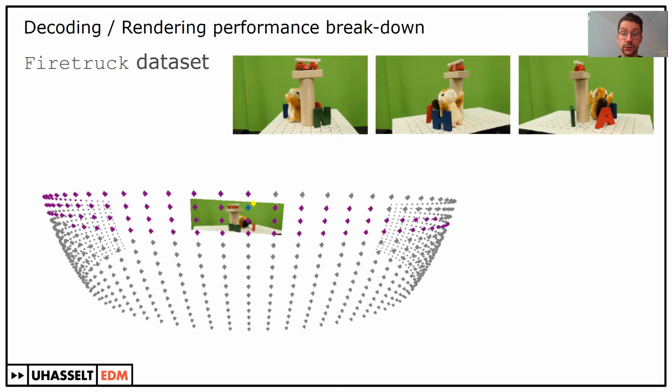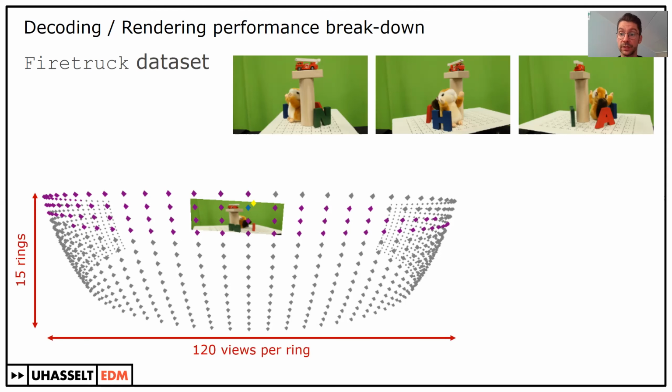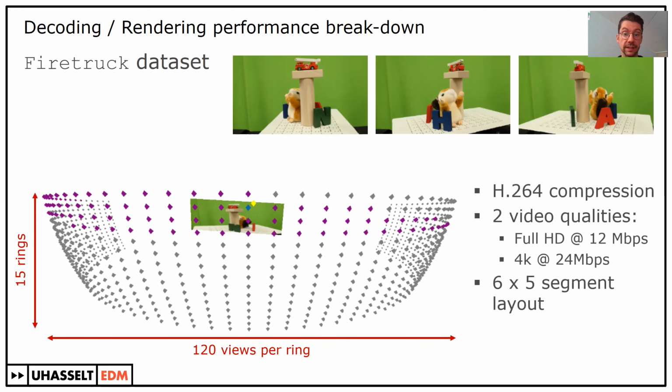Here you can see that this fire truck dataset consists of 15 concentric rings, each containing 120 views for a total of 1,800 views. The dataset is encoded in H.264, both in a 4K spatial resolution at a bitrate of 24 megabits per second, and in a full HD resolution at a bitrate of 12 megabits per second. The source view collection is spatially split into MPEG-DASH segments, where the first frame in each segment is video encoded as an I-frame, and the 29 subsequent frames are P-frames.